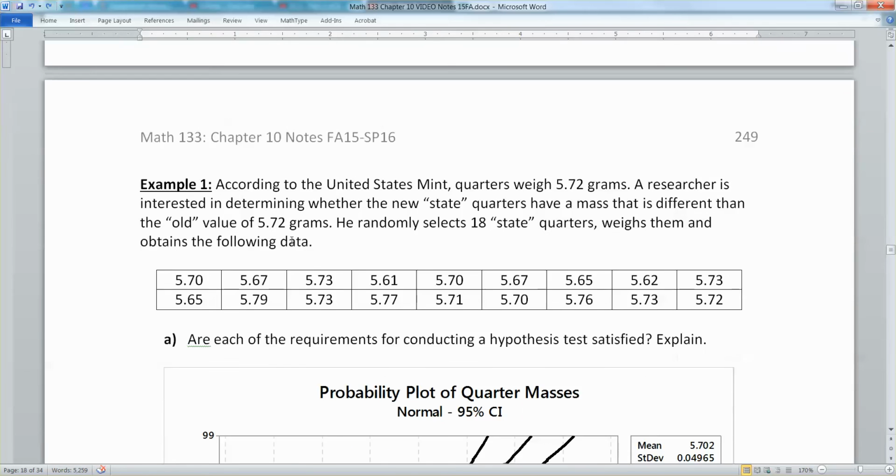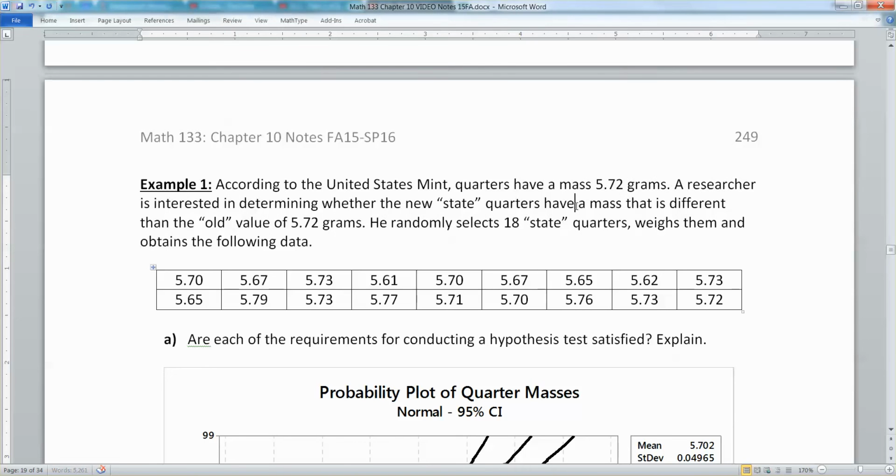Okay, so let's just start this problem. We won't have enough time to finish it, but let's get going at least on the requirements part. According to the US Mint, quarters weigh 5.72 grams. I shouldn't say weigh. Technically, they have a mass. Weight is not exactly the same thing as mass, but all right, so they have a mass of 5.72 grams. A researcher is interested in determining whether the new state quarters have a mass that is different than the old value of 5.72 grams. So he randomly selects 18 state quarters, measures them, and obtains the following data.